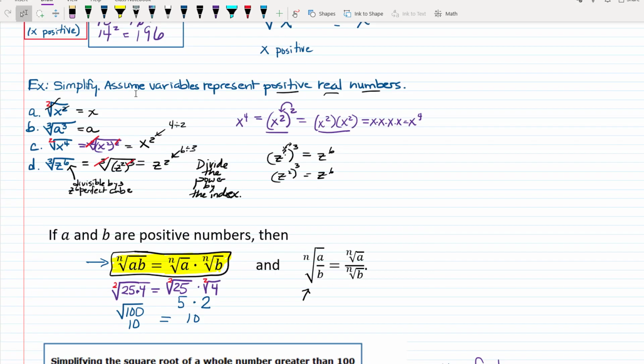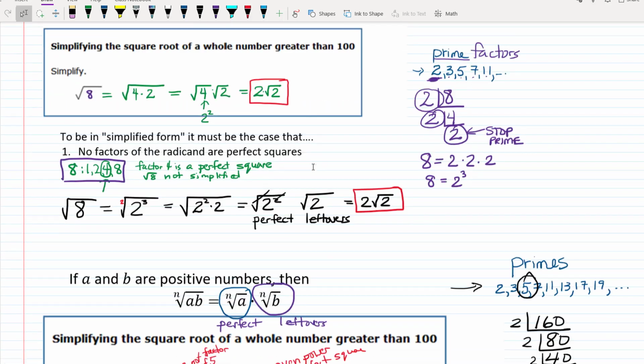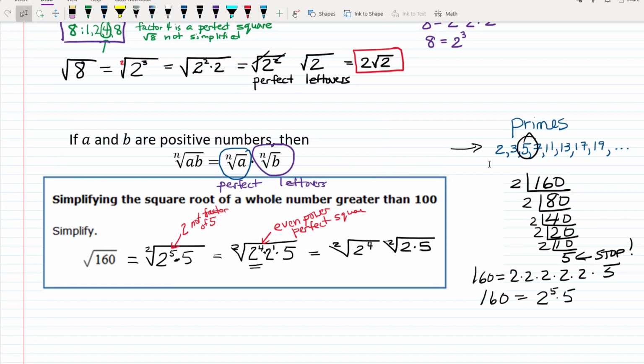Remember how up here we had the square root of x to the 4th? And we ended up just dividing the 4 by 2 and getting x squared. Well, it's the same idea here. The square root of 2 to the 4th is 2. 4 divided by 2 is 2 squared. And then we have the square root of 2 times 5 is 10. So we're going to have 2 squared, which is 4, times the square root of 10.